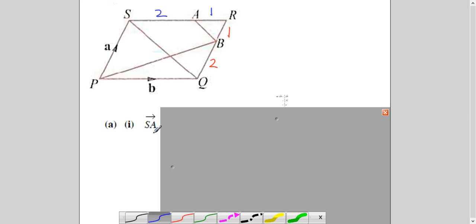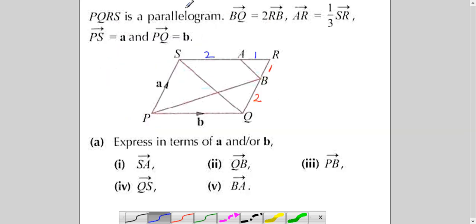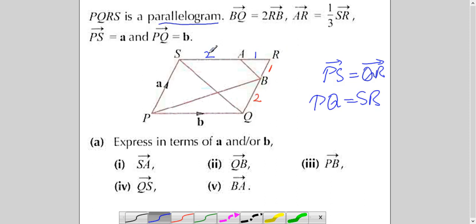Okay, SA. If I see here, I know that PS is A, and it was given to you, if you have read the question carefully, that it was a parallelogram. So we know the property of a parallelogram: opposite sides are equal in length and have the same direction. So PS and QR, these vectors are equal; they have the same direction and same size. Similarly, PQ is equal to SR because this side is equal to this side, right? Direction is the same, size is the same.